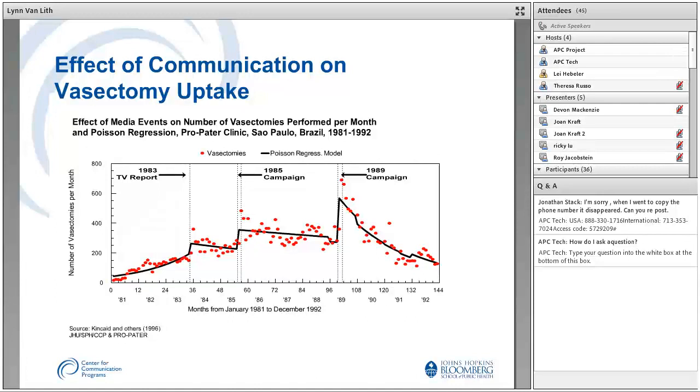So the Brazil Dancing Hearts campaign was developed. And it started in the late 90s, so it was quite some time ago. And the tagline is that vasectomy is an act of love, that was the main theme of the campaign.